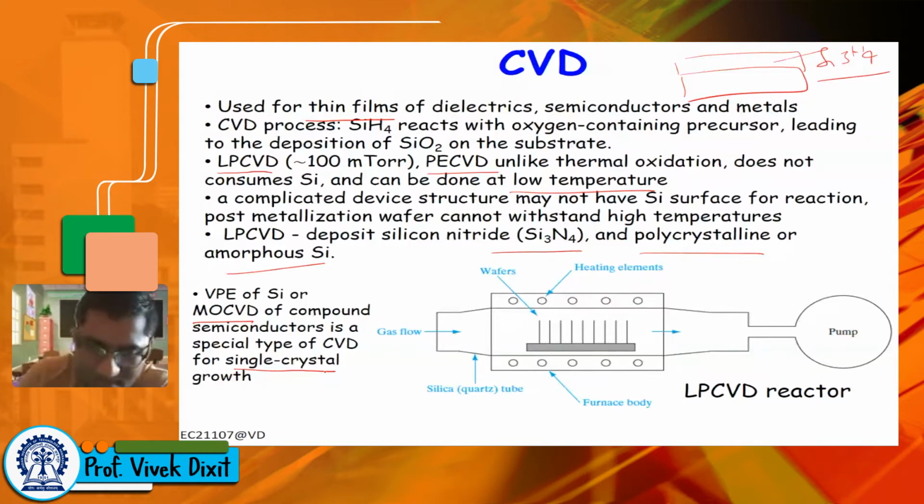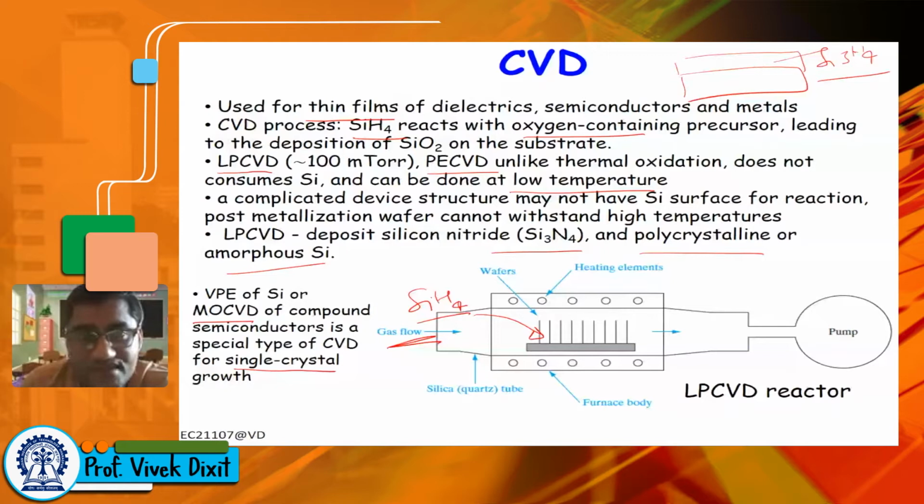It is also done within furnaces where a heating electrode is there and gas flows. The gas that flows here will contain silicon, because now it is not taking silicon from the wafer. The silicon is contained in a compound form called silane, SiH4. It reacts with oxygen and deposits the silicon dioxide there. So this is the CVD process. This is also used in fabrication.